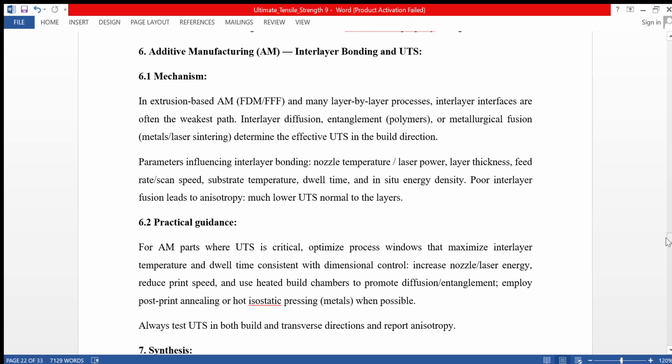Practical guidance for AM components. For AM parts where UTS is critical, optimize the process window to maximize interlayer temperature and dwell time, consistent with dimensional control. Increase nozzle or layer energy, reduce print speed, and use heated build chambers to promote diffusion or entanglement. Employ post-print annealing or hot isostatic pressing when possible. Always test UTS in both longitudinal and transverse directions and report anisotropy.